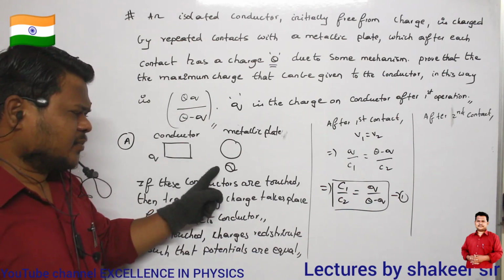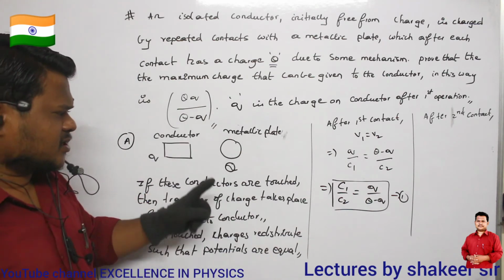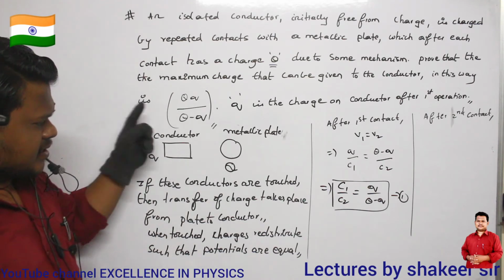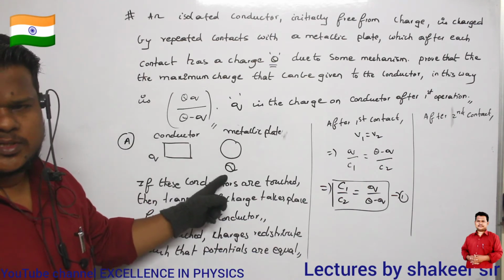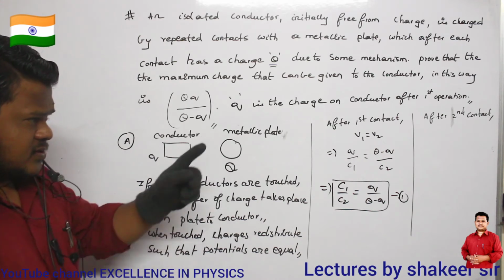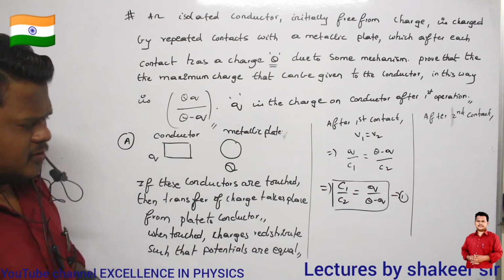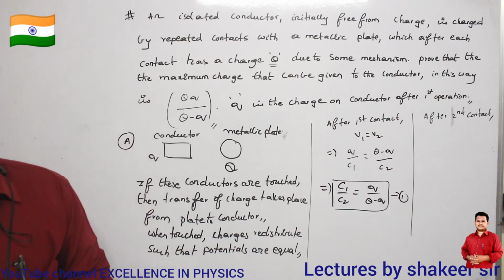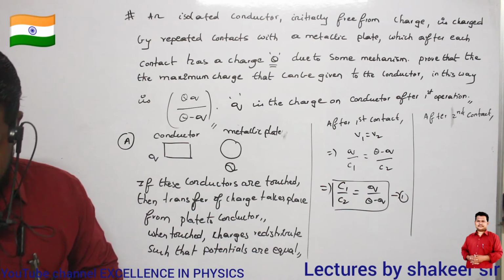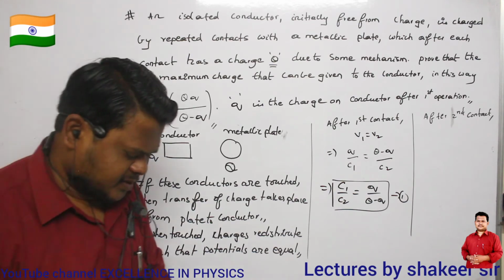So this metallic plate is always maintained at a charge of Q only. Initially it is losing some charge, then again it is charged to a charge of Q only. All of you are able to understand what is happening here? So after the second contact, can you say what will happen?